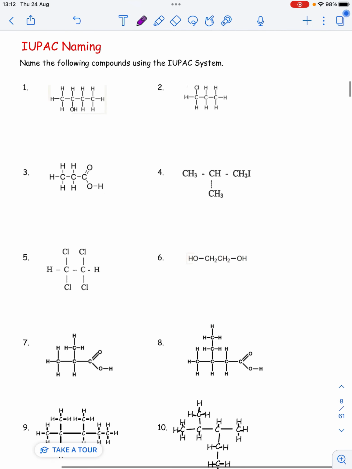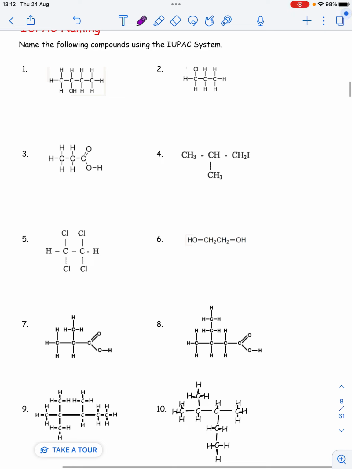Okay, now we're going to quickly go through some name solutions. So I see a chain of 4, so that's but-. I see this OH group, so that means -anol. And I want to know where that is. The lowest number I can give that OH is a number 2. So it's butan-2-ol. I don't see anything else in the molecule, so I'm done.